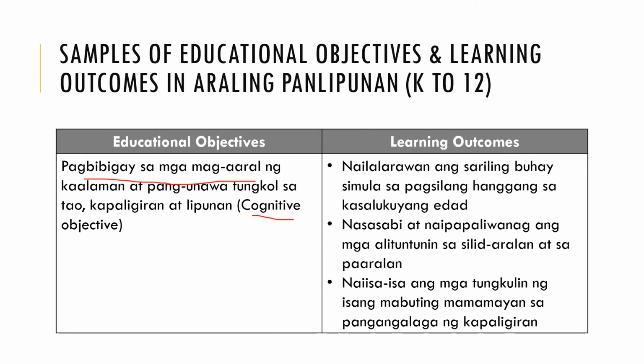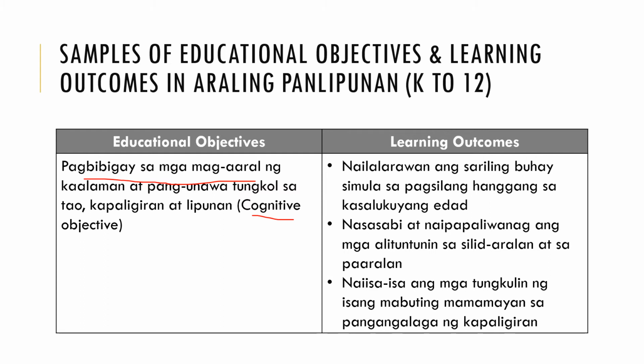By the way, there are verbs that you may encounter in cognitive, affective, or perhaps psychomotor, but then again, you are confused because that sample, for example, is categorized as a cognitive objective. Nakadepende kasi yan on how the statement is being constructed. That is why you really have to understand the objective for you to identify if it is really cognitive, affective, or psychomotor.